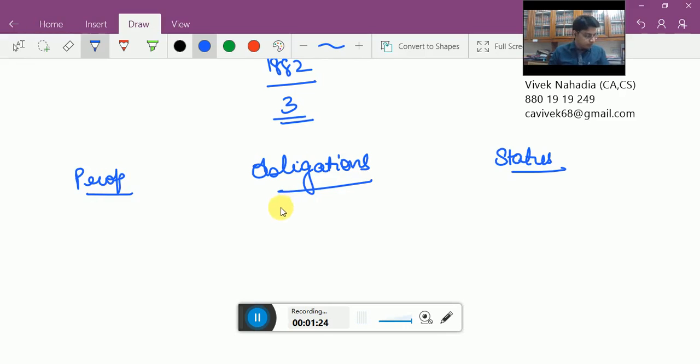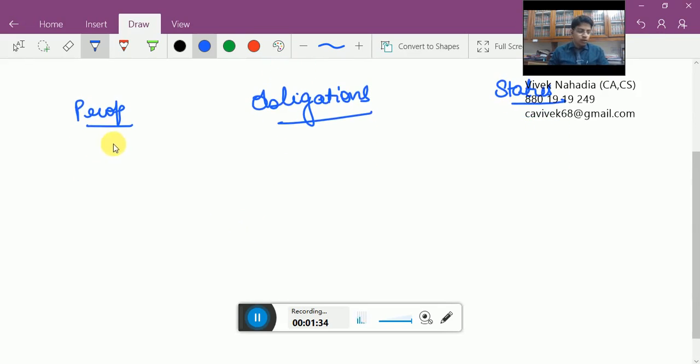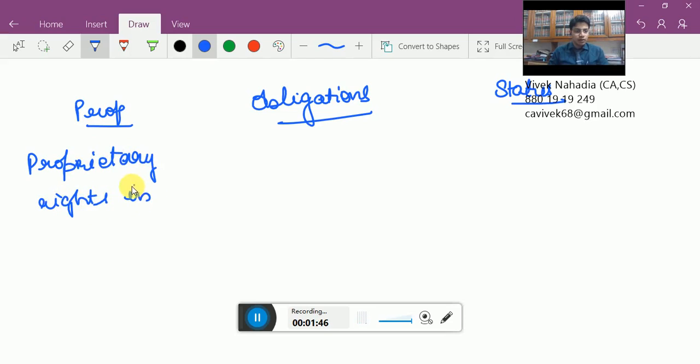Law of property. The law of property deals with proprietary rights in rem. Rem means world. I'll explain everything in detail. The law of property deals with the proprietary rights in rem.